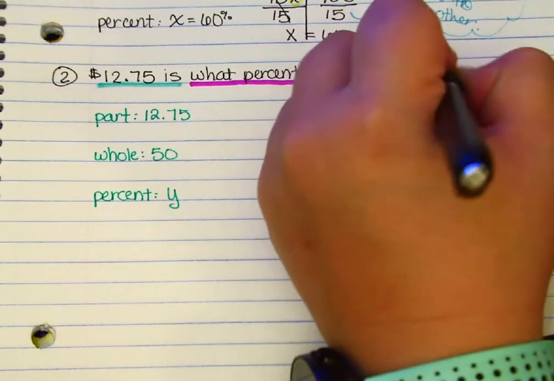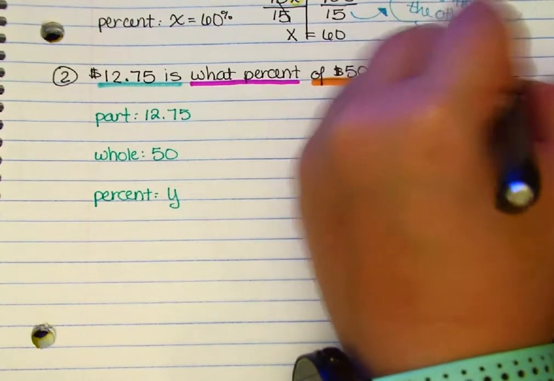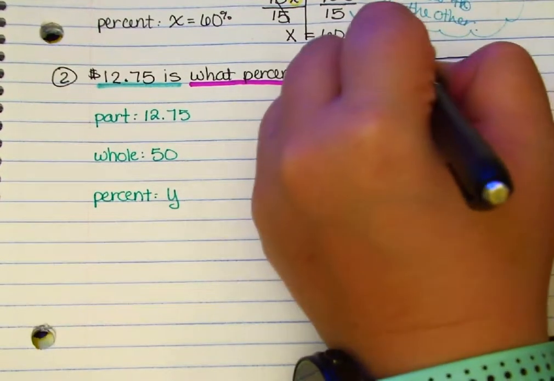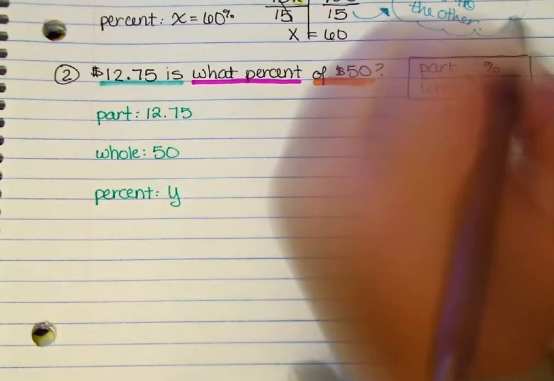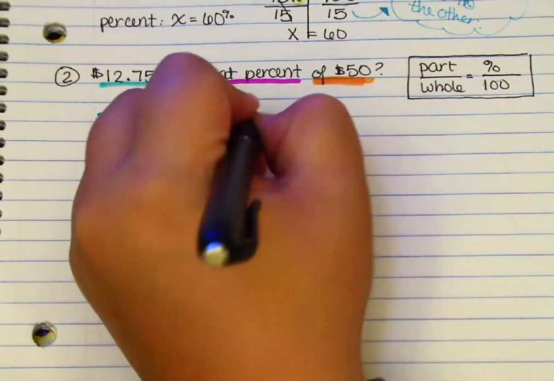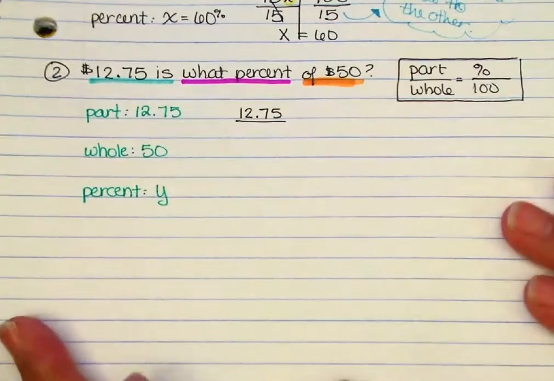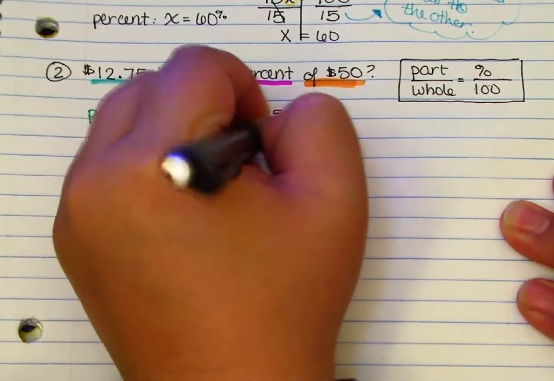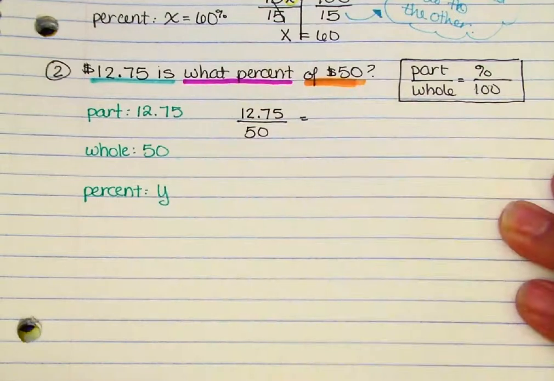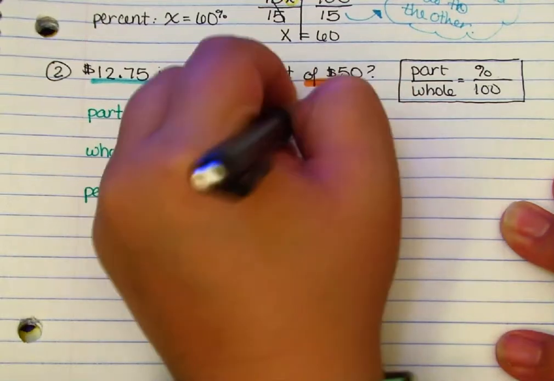Setting this up. Part over whole equals percent over 100. Remember, this is our percent proportion. As soon as you get your paper for your quiz, as soon as you get your paper for your homework, write this down at the top. It will make it so much easier. So remember, it's 12.75 over my whole, which is 50. And this is going to be equal to percent, which in this case is y, over 100.